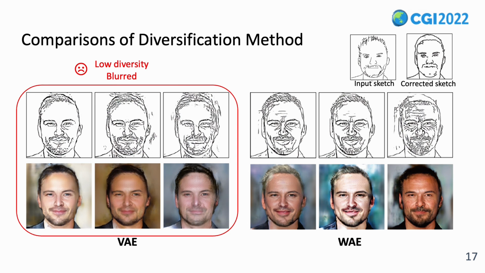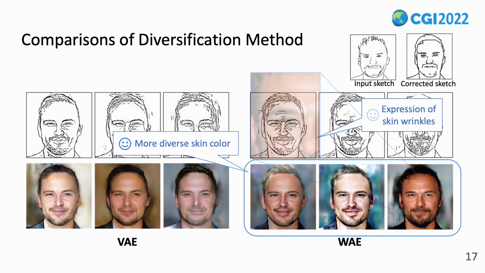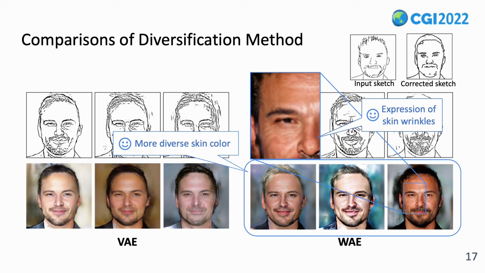Next, this page shows comparisons of using VAE and WAE as the diversification method. Using VAE, the output images have low diversity of detail and appearance, and are blurred. In contrast, as you can see, the WAE outputs are sharper and more diverse in skin color and wrinkles.